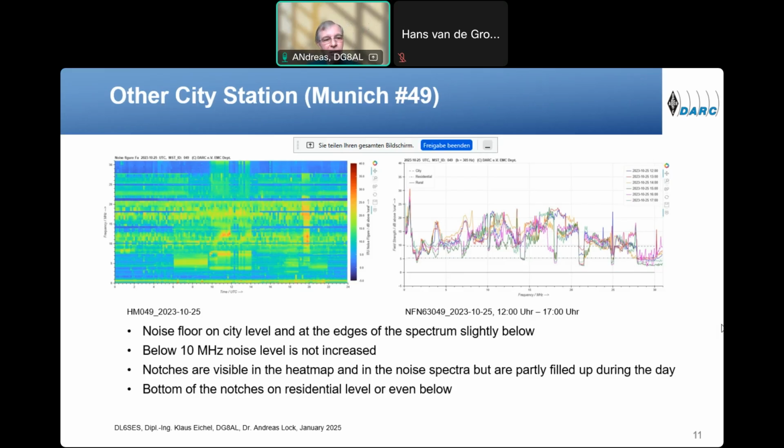During the day, we have a lot of disturbances and interferences, which is seen here by the greenish or yellow color in the heat maps.